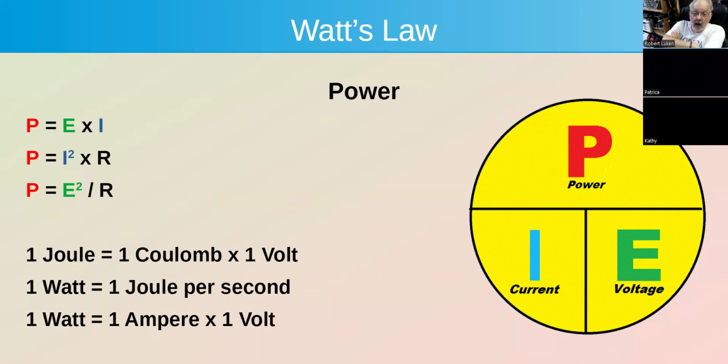And 1 watt, named after James Watt, this Scottish guy who invented the steam engine and did a lot of power stuff, is 1 joule per second. That's the rate at which you're using the energy. And if you convert that, it's also equal to 1 ampere volt.